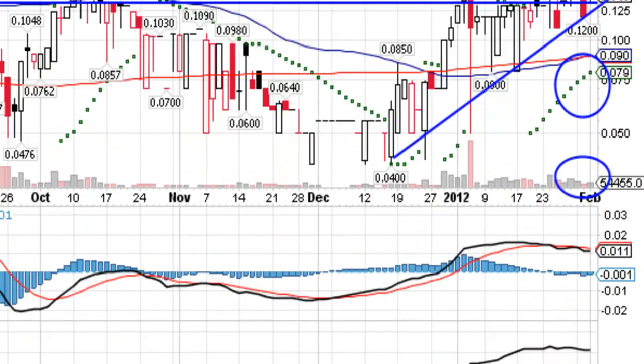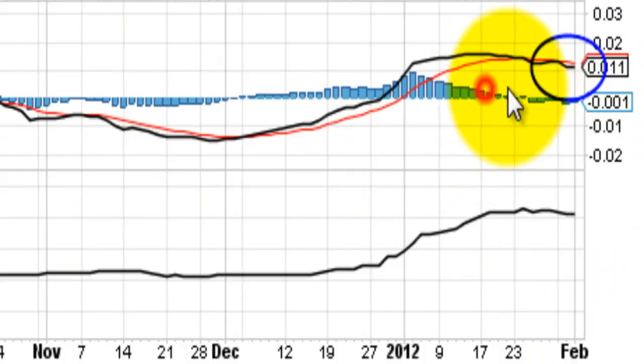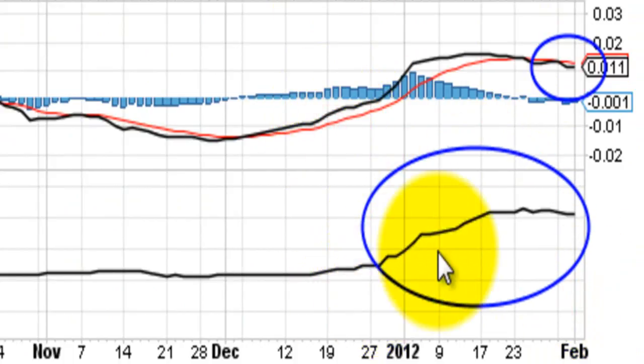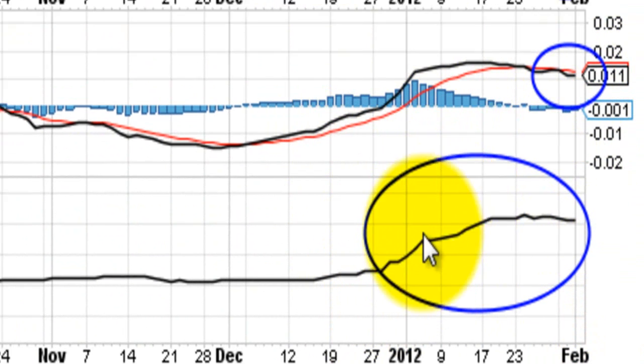Now if we look down here towards the MACD, we're going to see that starting to curl back up and cross over to give us the MACD buy signal. Down here with the accumulation, we've seen the accumulation on a steady rise ever since it hit bottom over here at 0.04. So it's definitely holding well.